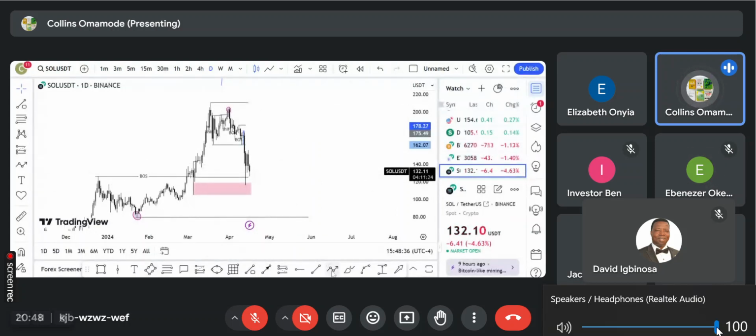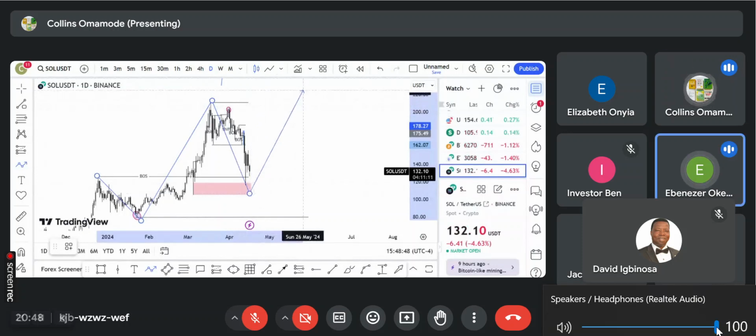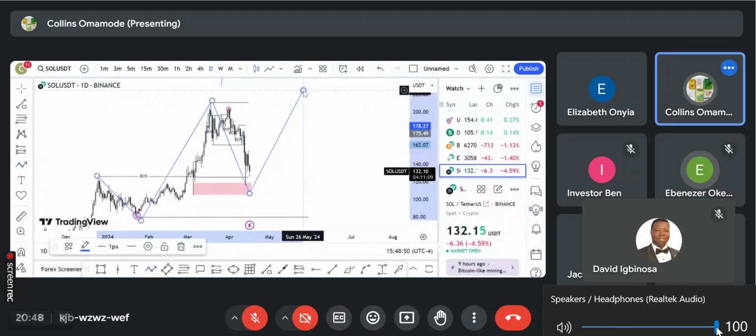has created a new high, there should be a retracement, meaning we have a high here, a low, a break of the high. So we should expect a retracement, right? Before continuing to the upside, right? And that is what price is doing.